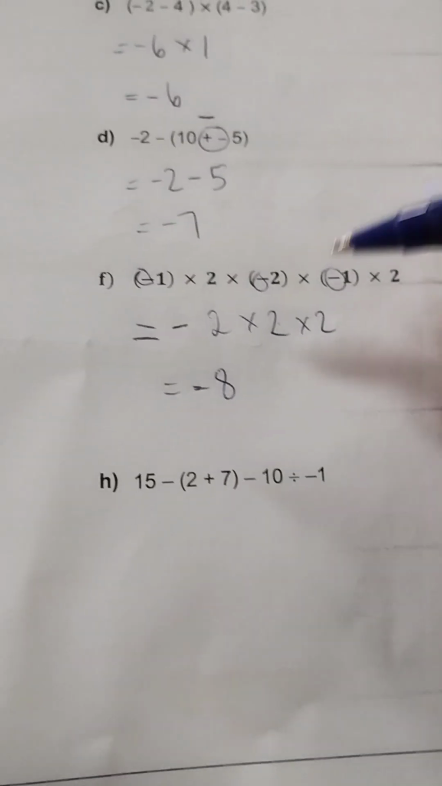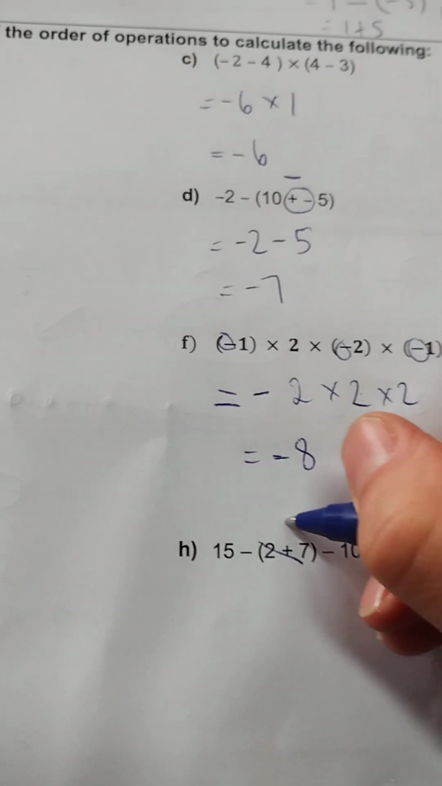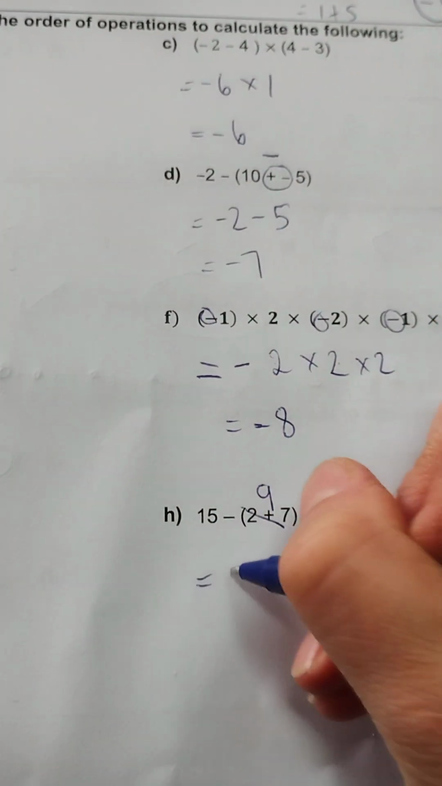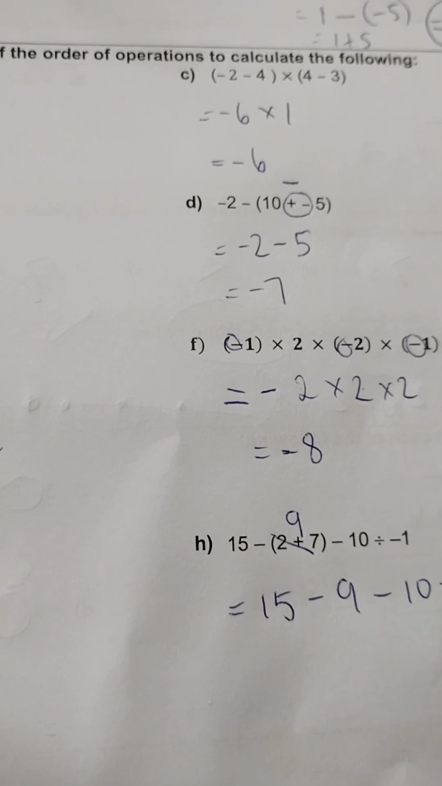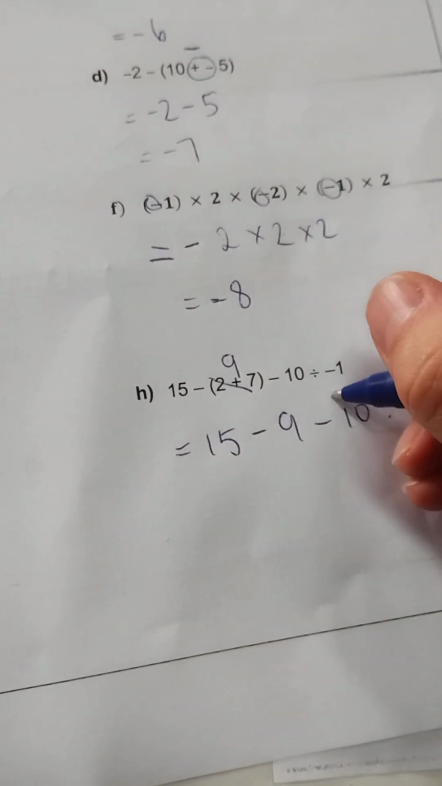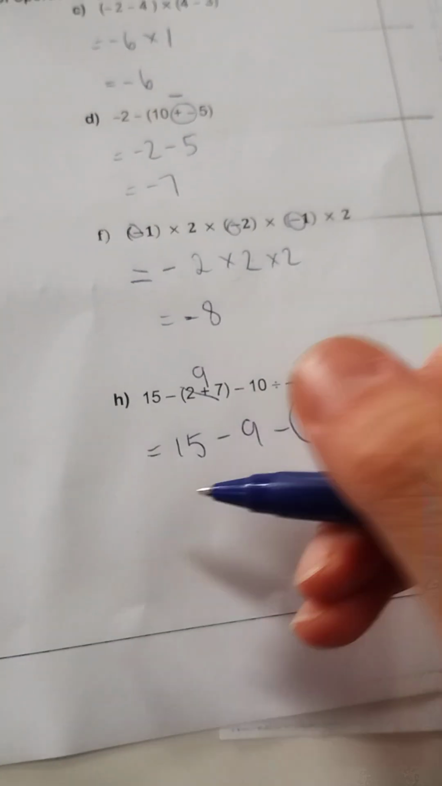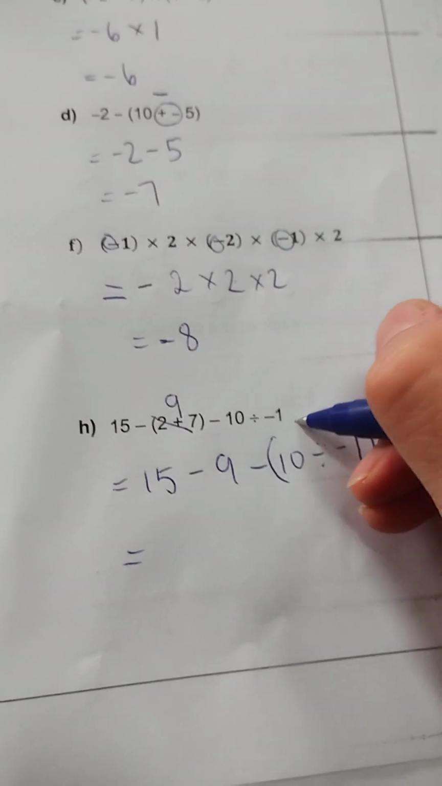And the last one for this part, we've got brackets. So 2 plus 7 is first. It gives me a 9. So let's rewrite it. 15 take away 9, take away 10 divided by negative 1. And I know division comes before subtraction. So I've got to do that bit first. And that leaves me with 10 divided by negative 1 is negative 10.